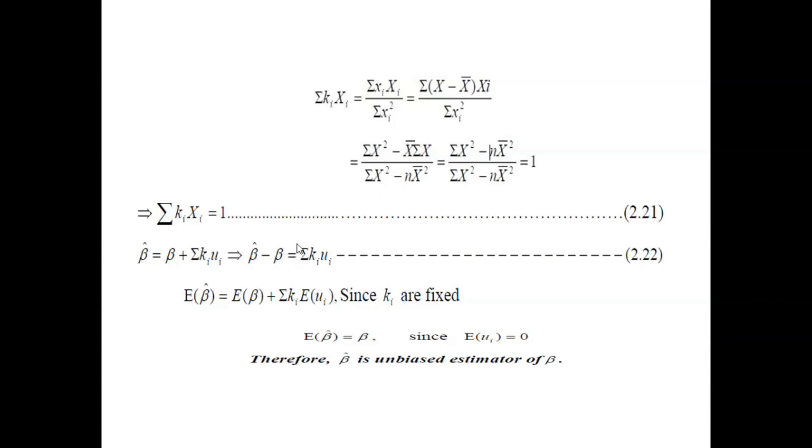So this is the population parameter. So this is called the summation of ki ui. So at the end of the day, since ki is fixed, a constant number, the expected value of beta hat is equal to beta. That means the expected value of the error term is 0. Therefore, beta hat is an unbiased estimate of beta.